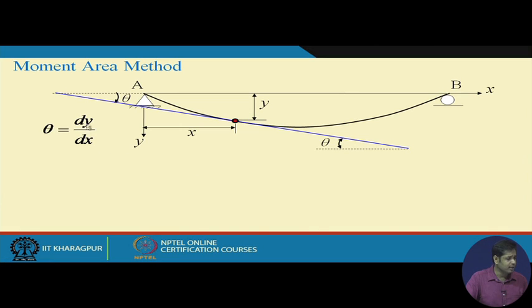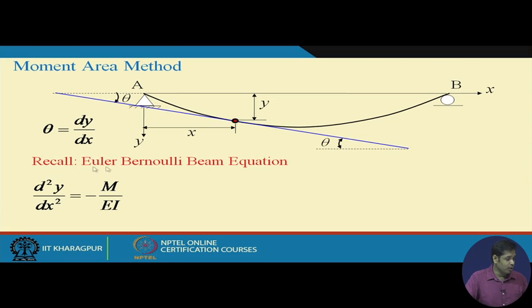So, we know that theta is equal to dy/dx, and remember the assumption behind theta equal to dy/dx was that the deflection and slope are small. Therefore, the nonlinear term in the curvature can be neglected. We also discussed the Euler-Bernoulli equation, which is the equation of elastic curve, as this. So, this is essentially the mathematical representation of a beam which is deflected like this.